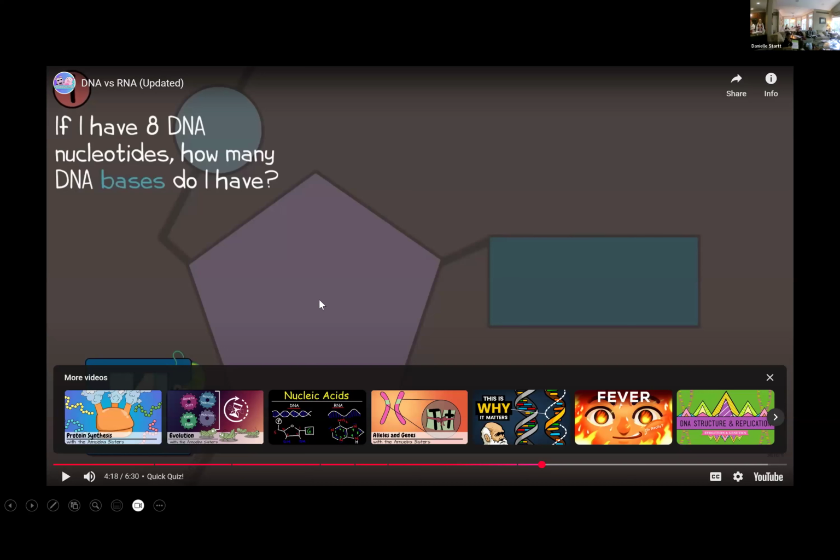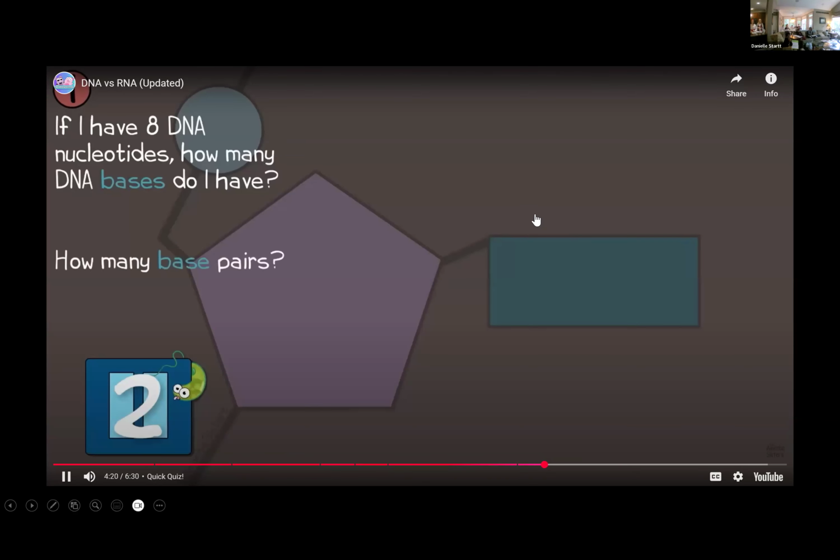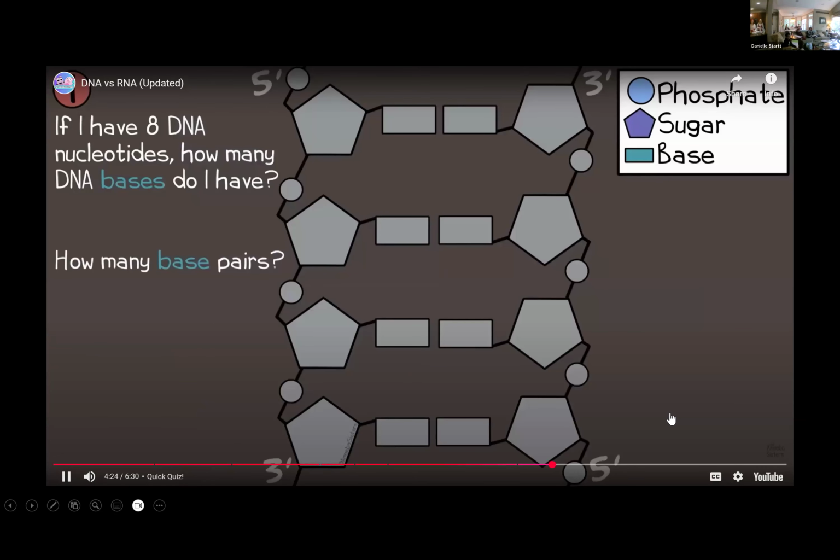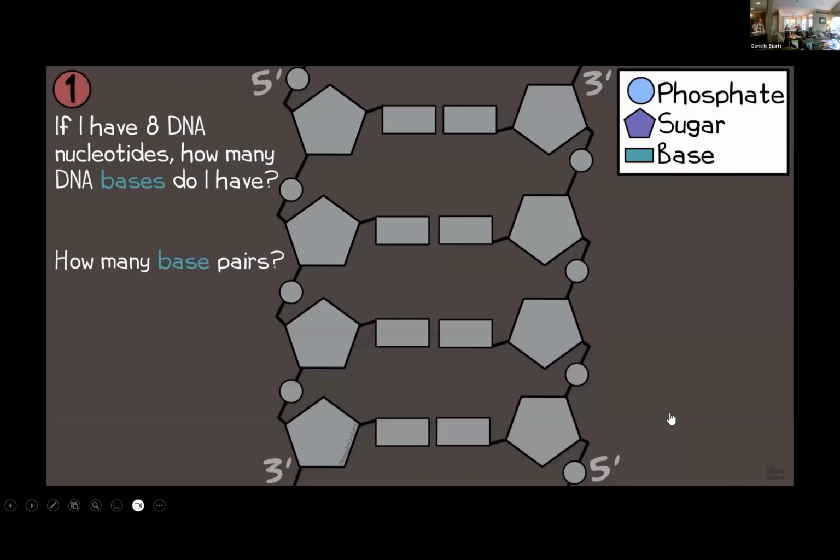Well, you've got 1 here. So if they're in pairs, how many bases do you have for 8 nucleotides? Here's a nucleotide, here's a base. 8. And then if they were in pairs, you'd have 4 pairs. The answer: each nucleotide, regardless of whether it's a DNA or RNA nucleotide, has a phosphate, sugar, and a base. So 8 DNA nucleotides would have 8 bases.